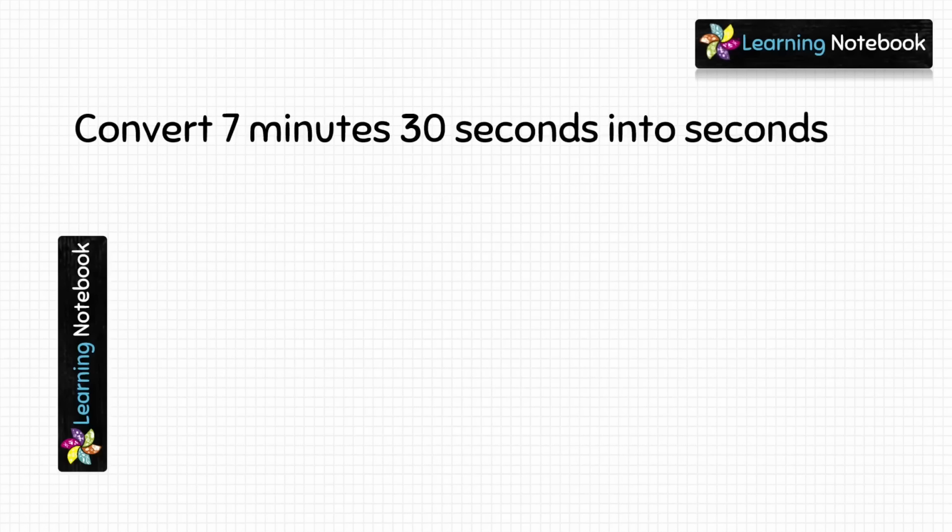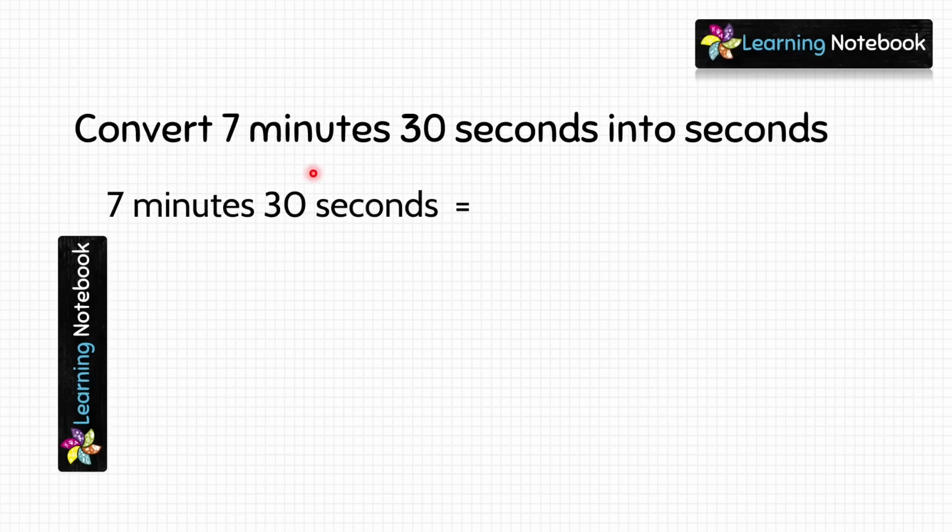Next question is convert 7 minutes 30 seconds into seconds. So in this question we have to convert minutes and seconds into seconds. Okay, so again we need to understand that 7 minutes 30 seconds means 7 minutes plus 30 seconds. So students, we simply need to convert these 7 minutes into seconds and then add 30 seconds to it.